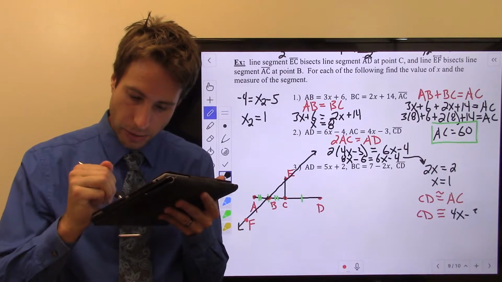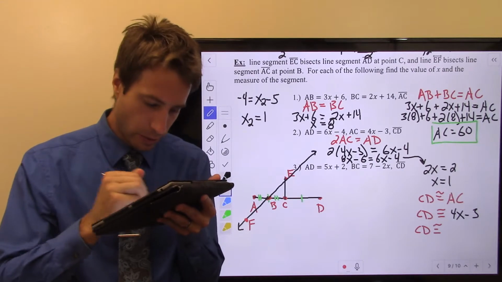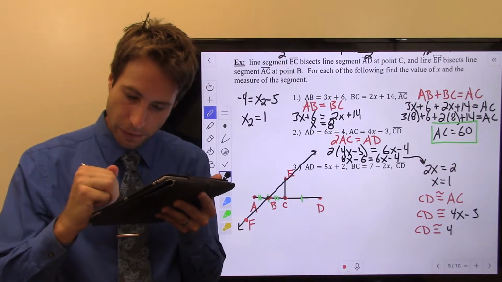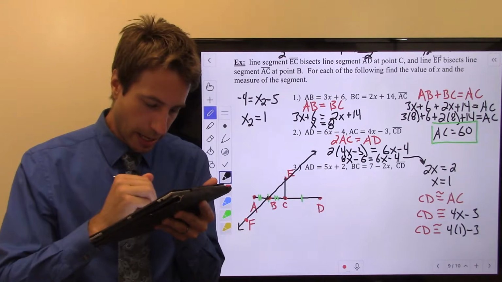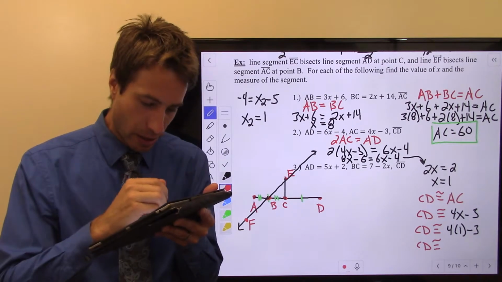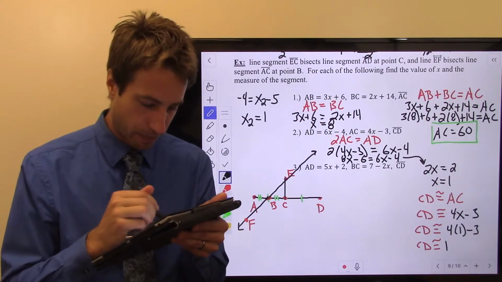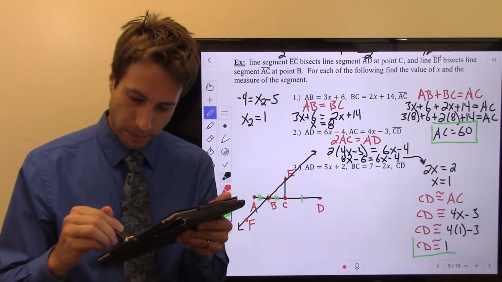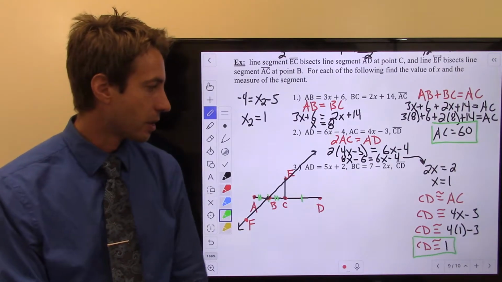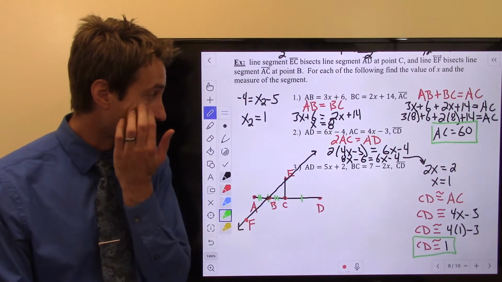4x minus 3, plug it in, CD is congruent to 4 times 1 minus 3. Seriously doubt you need a calculator for that, but if you do, don't fat finger something on your calculator. 4 times 1 is 4, minus 3 would be 1. There you go. Found that segment CD. So CD is congruent to 1.